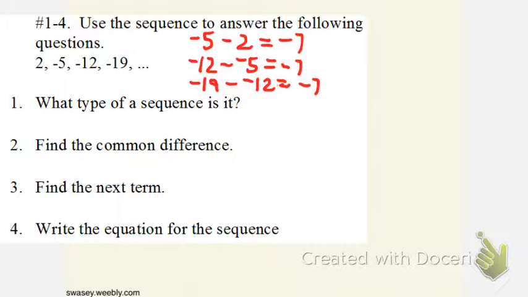So since we get the same number each time, we call that a common difference. And so our common difference is negative 7. So if we went forward, we're adding negative 7 each time. So this is called an arithmetic sequence.